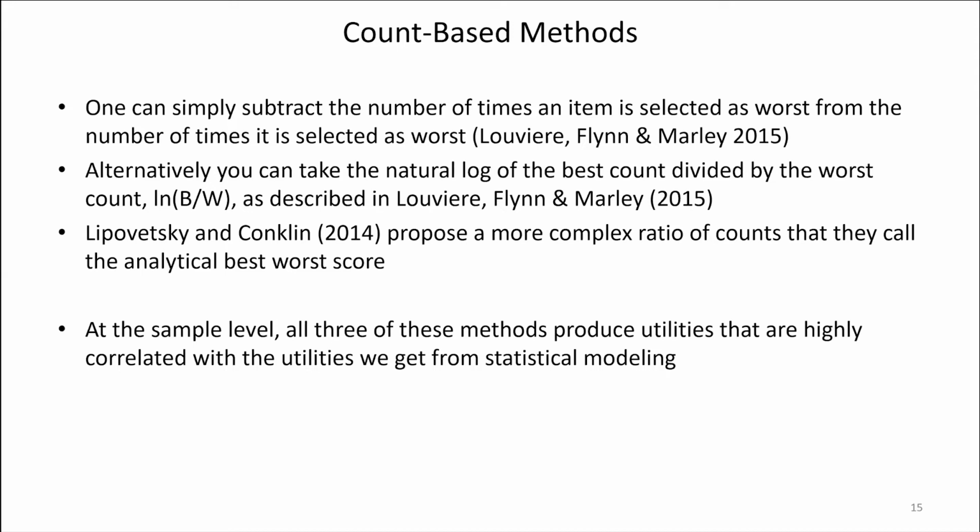And in 2014, Lipovetsky and Conklin provided another way of using ratios of counts to get what they call the analytical best-worst score. We talk about all three of these methods in the book, and we show that at the sample level, these three methods are all very highly correlated with one another, and also very highly correlated with the utilities we would get from statistical modeling. So they're really a viable option sometimes.